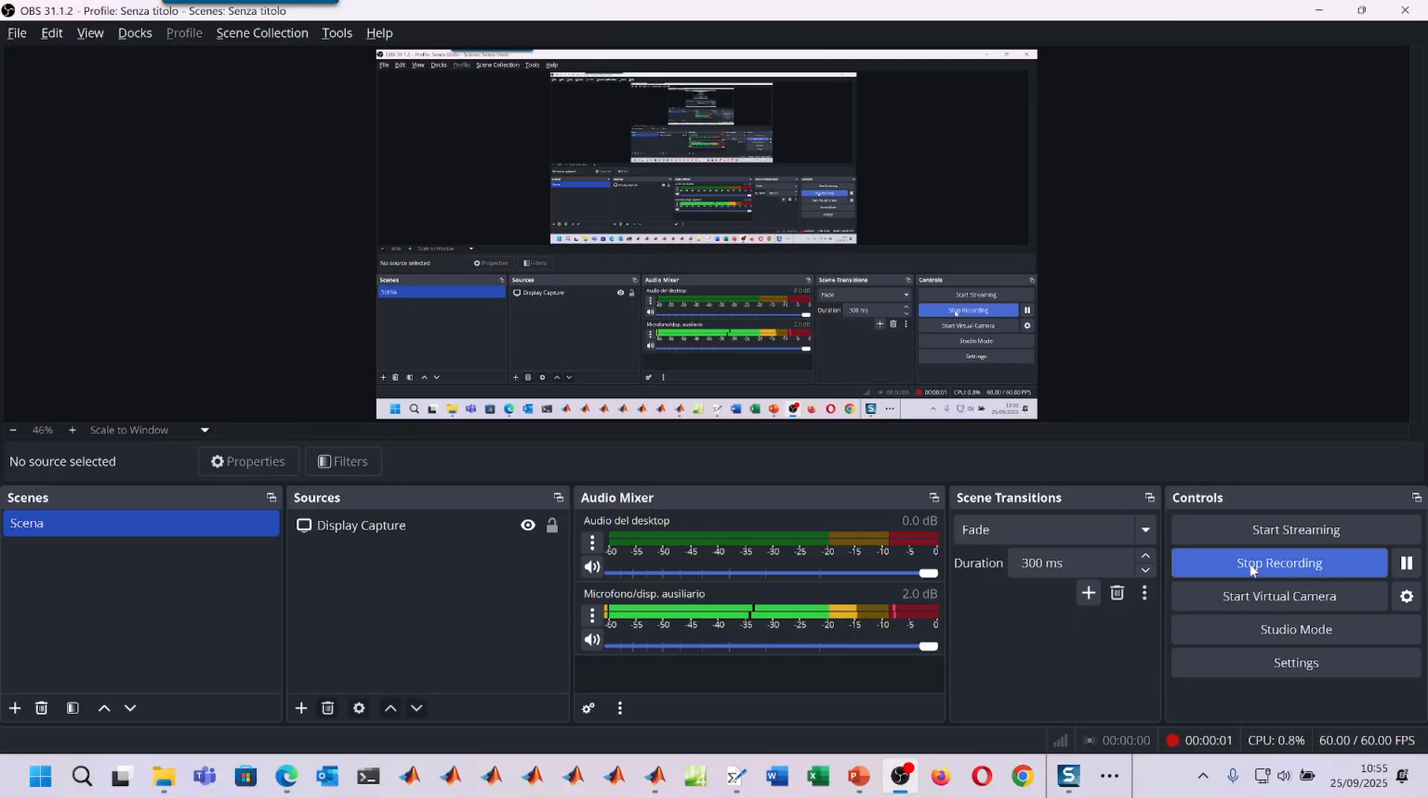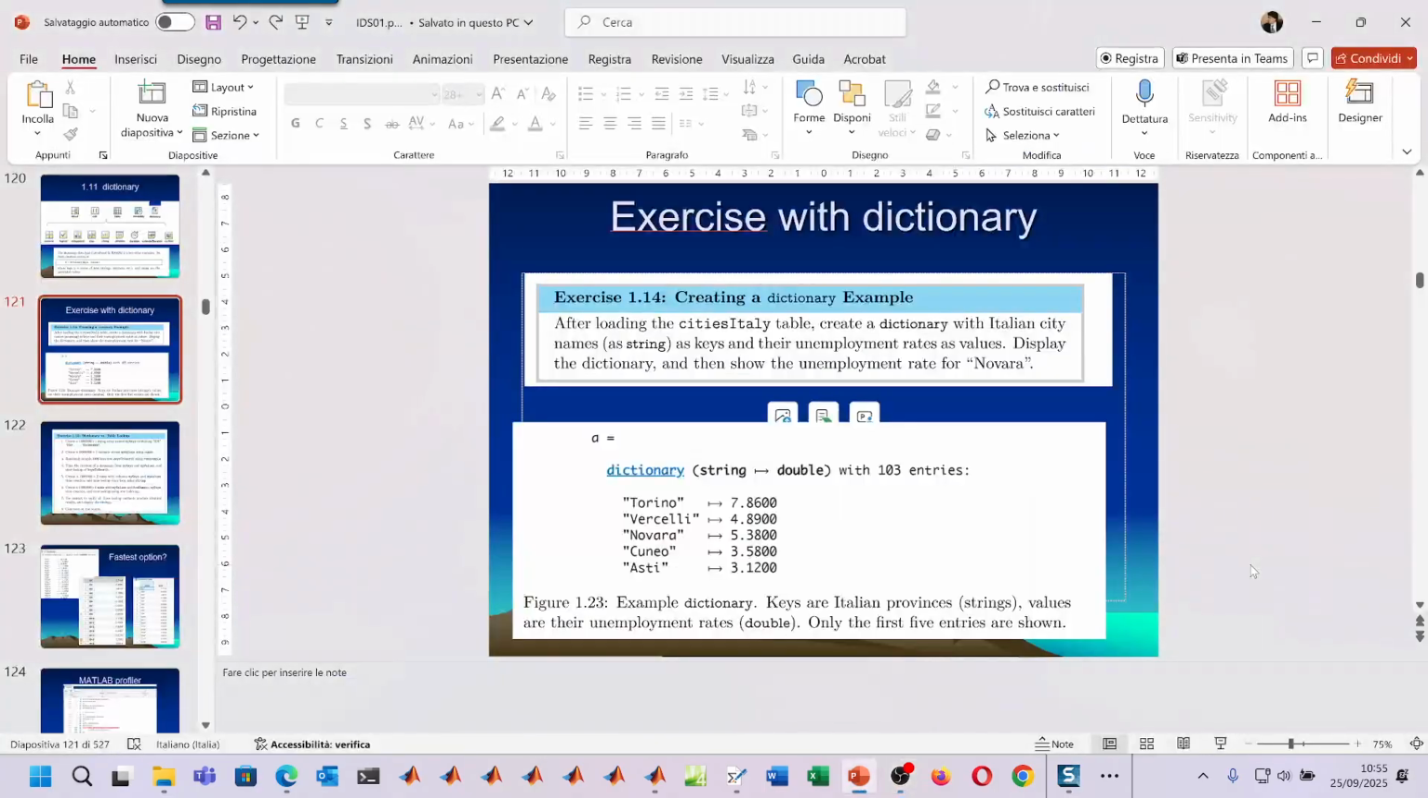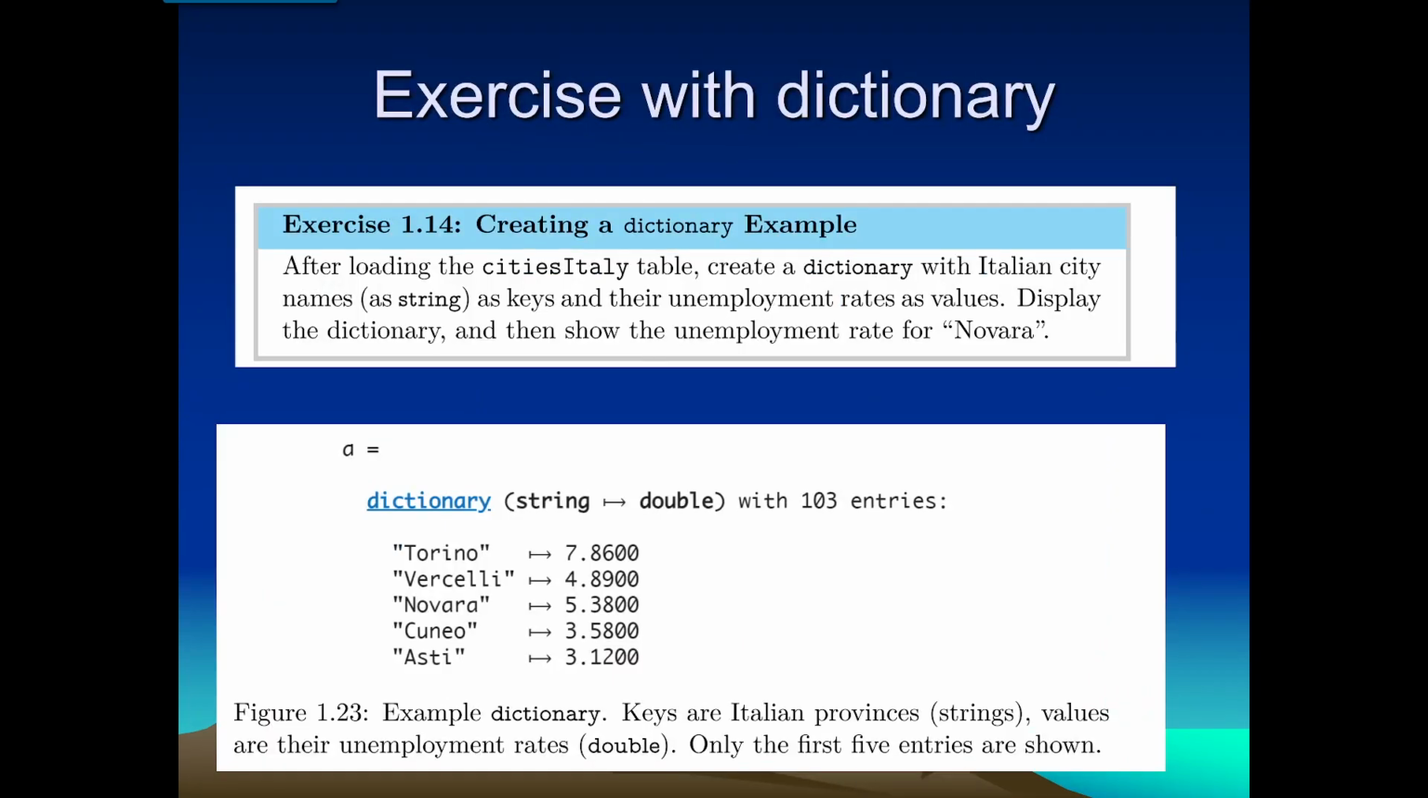Okay, so let us start again the second part. Now, we ended up with the creation of the dictionary. Now, we wonder, but why do we have to create a dictionary?